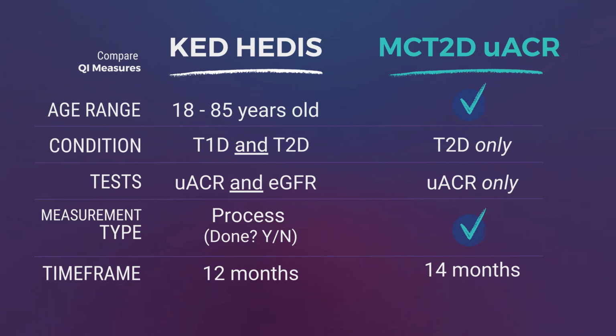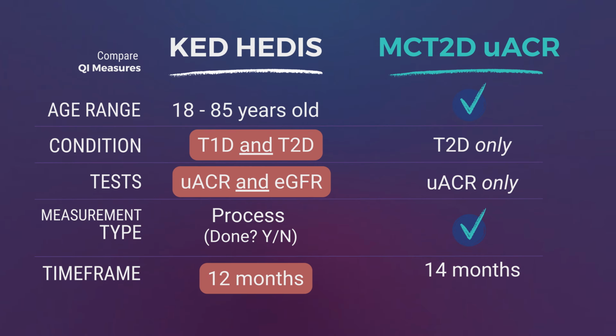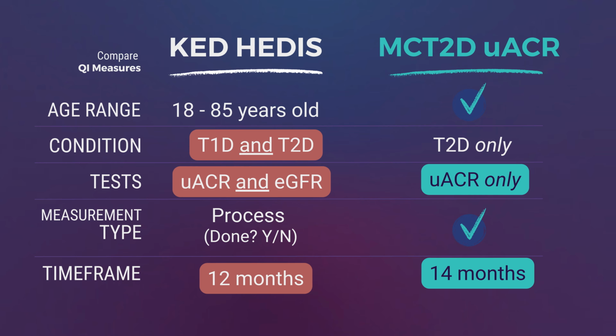So in short, the KED HEDIS measure looks at both uACR and eGFR over a 12-month period in a broad diabetes population, while the MCT2D uACR measure looks at uACR screening only over a 14-month period in a defined type 2 diabetes population.